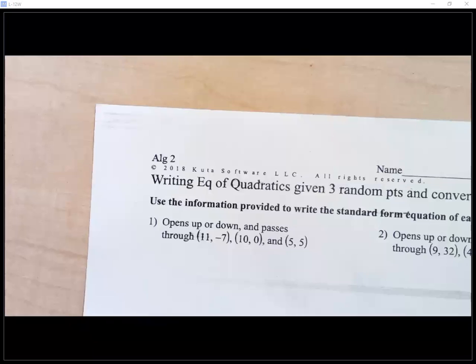Maybe one of these is the vertex, but I would have no way of knowing, right? I don't know. Maybe it is, maybe it's not. So what I can do is I can actually write myself a system of equations and solve that system. Do you remember solving systems of equations in 3 variables? I'm going to refresh your memory.